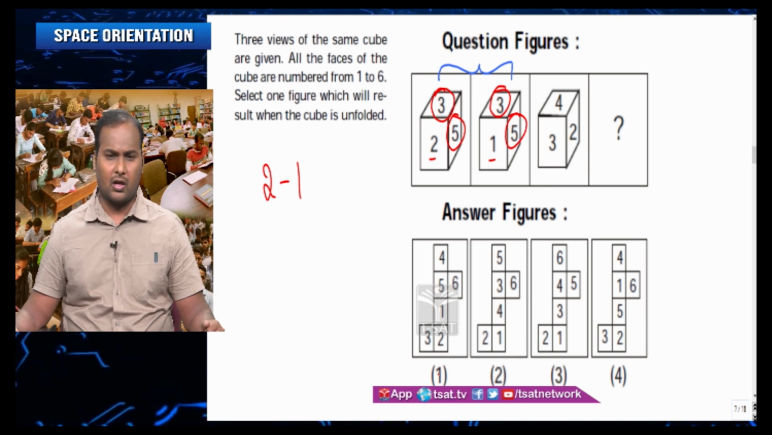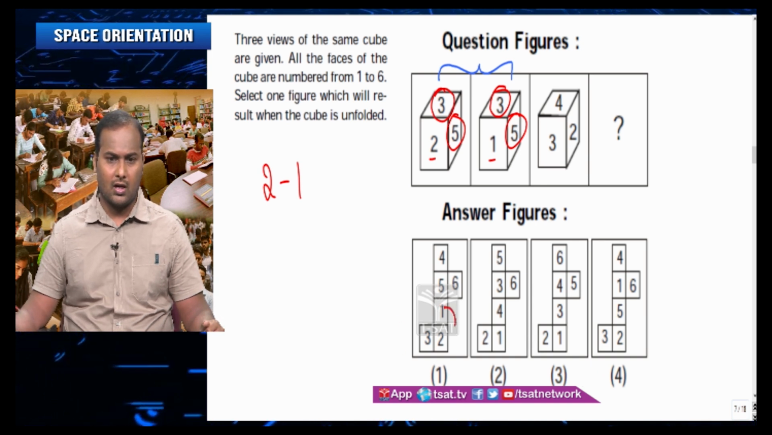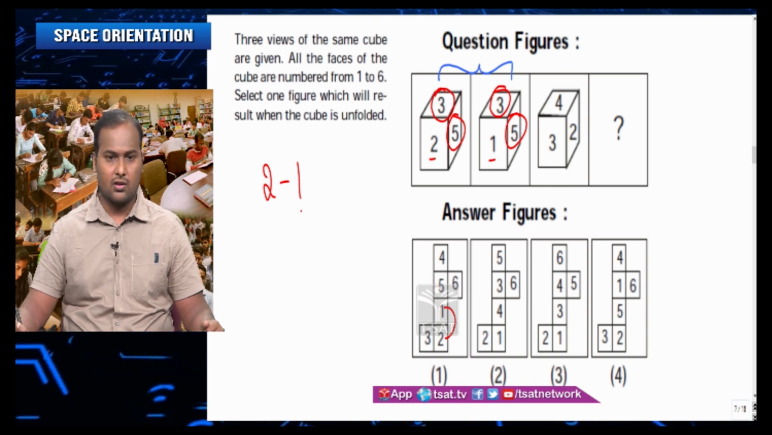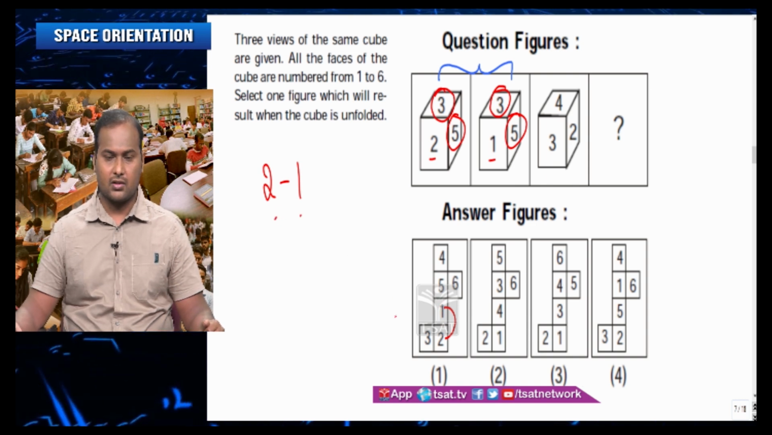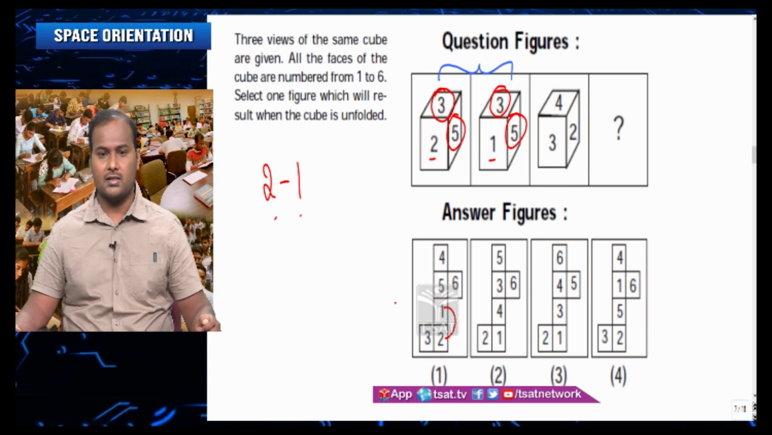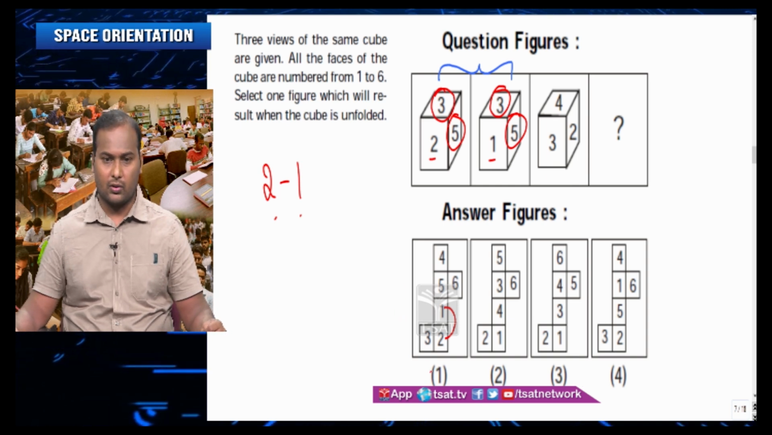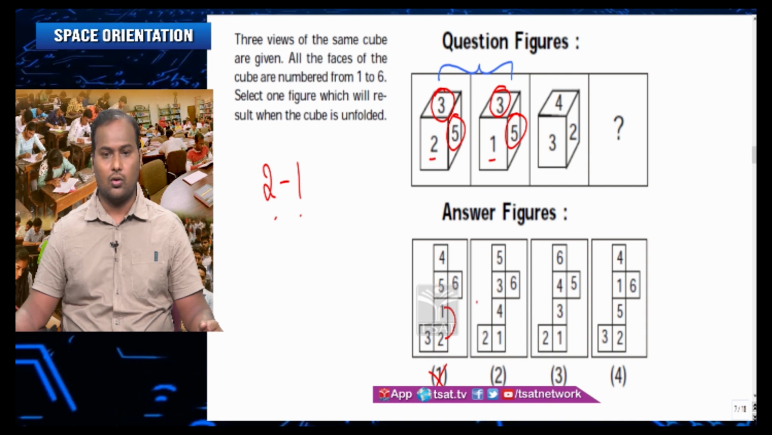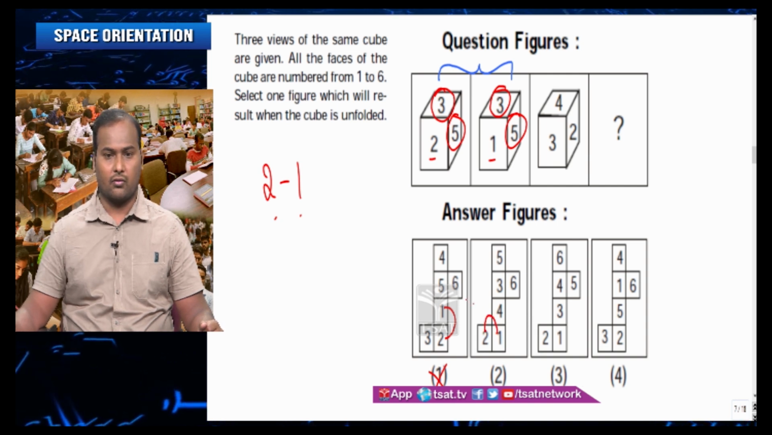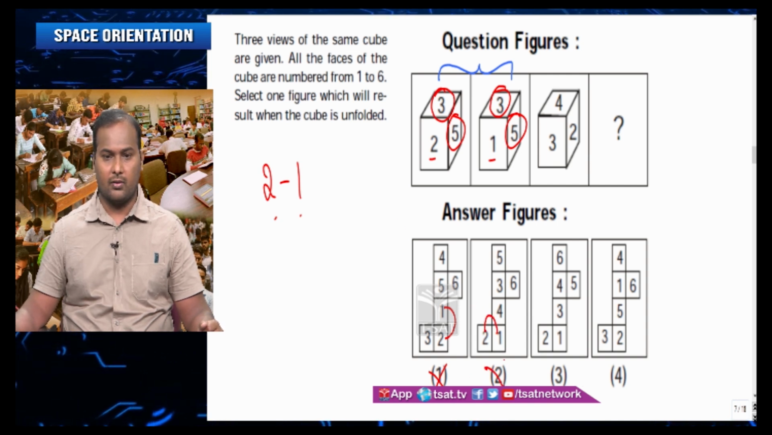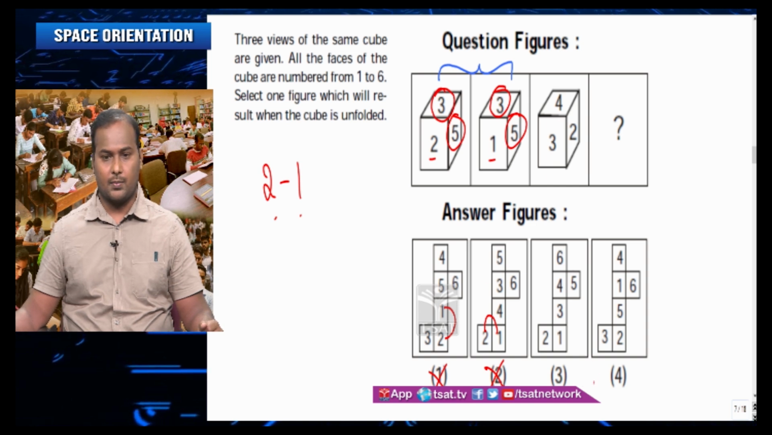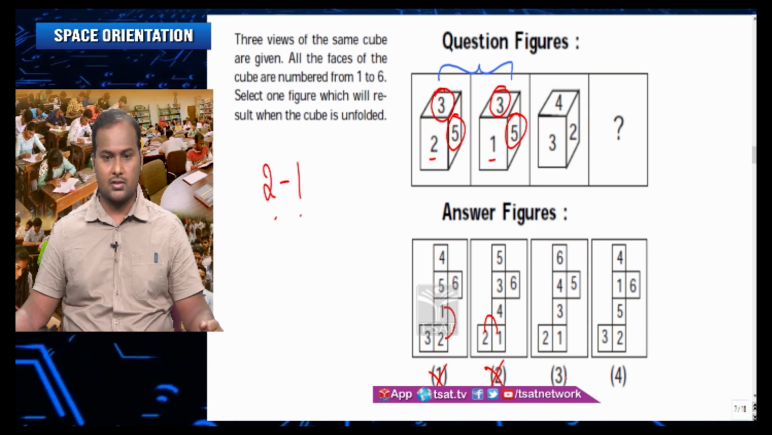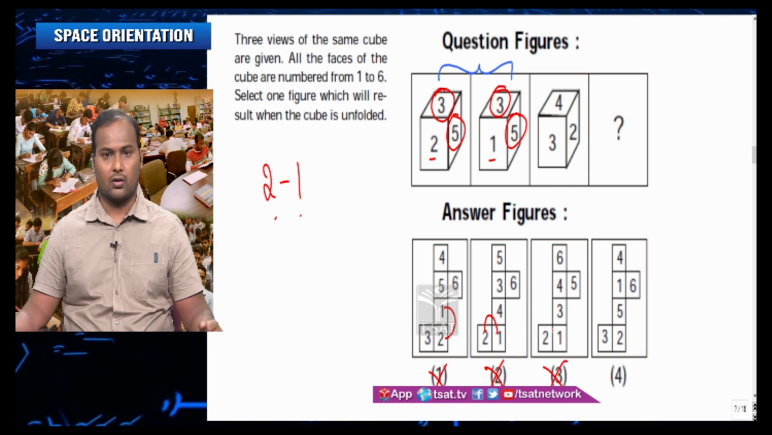If you see, for example, option 1, in option 1, 1 and 2 are adjacent. No, this is wrong, because 1 and 2 are opposite faces, so obviously there should be one face in between. So option 1 is wrong. Come to option 2. In option 2 also 1 and 2 are adjacent. So when 1 and 2 are adjacent, this also will be wrong. And see option 3. In option 3 also 1 and 2 are adjacent. When 1 and 2 are adjacent, this option is also wrong.